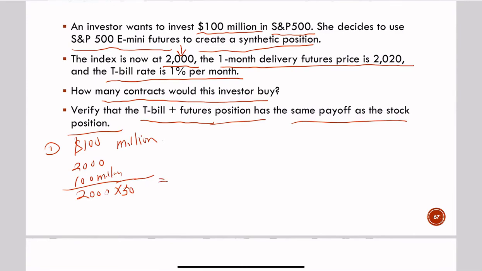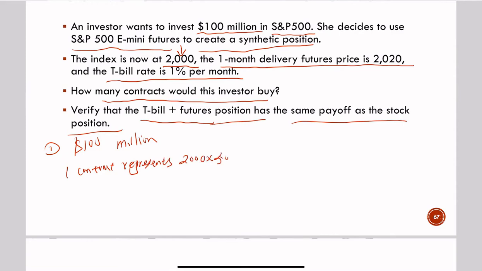Okay, so let me write this down. One contract represents 2000 times 50, which would be 100,000. Yeah, it's 100,000. And then the number of contracts needed would be given by the total amount you want to invest, which is $100 million.